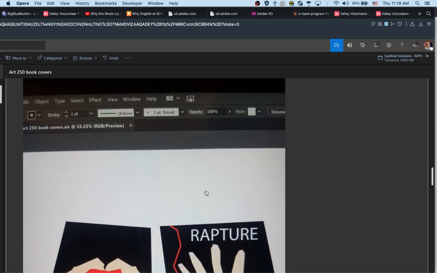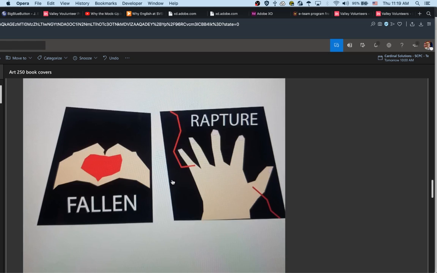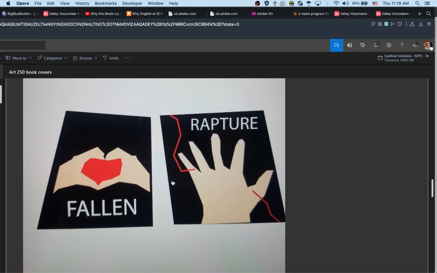Okay. Now, it seems in some of these, you're forgetting the spine altogether. Like this one doesn't have a spine. These don't really have spines. So I want to remind you of the spine. You need the author's last name, the title of the book, and the publisher's mark.